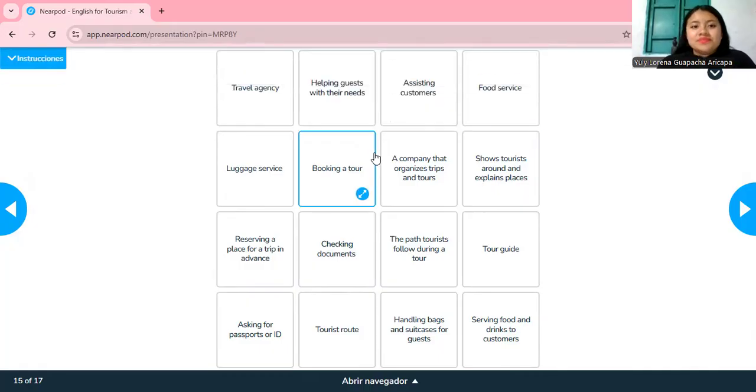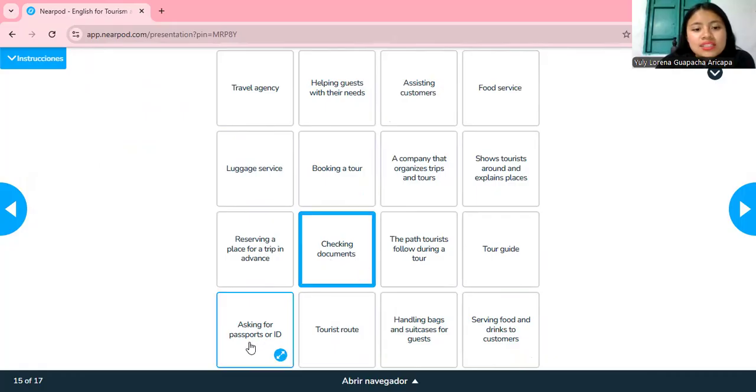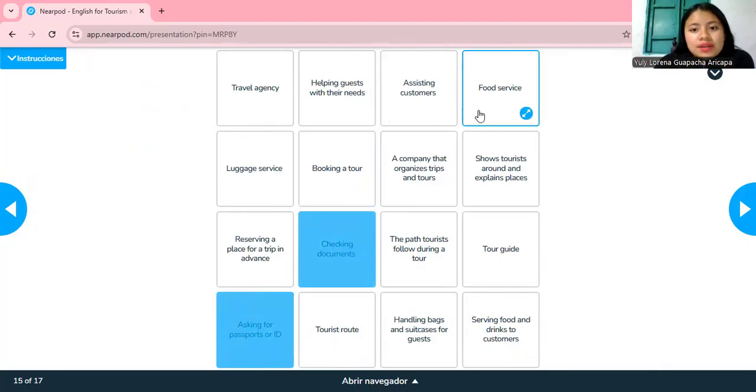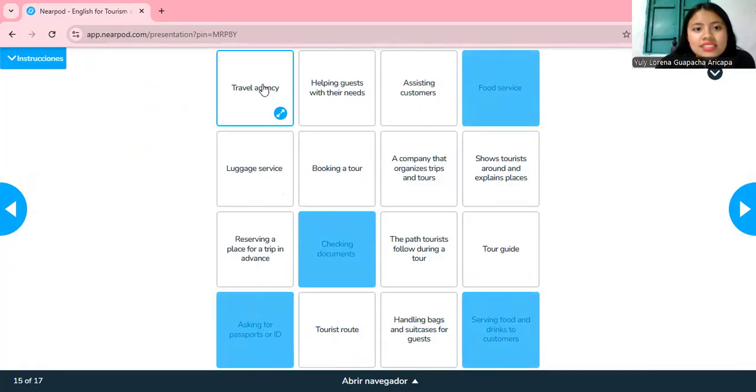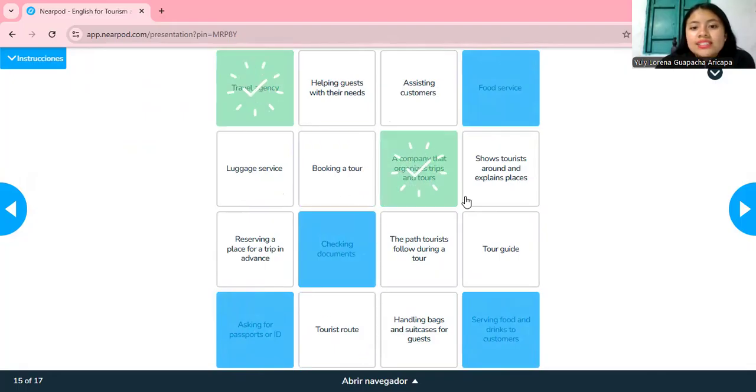For example, travel agency, food service, booking a tour, checking documents, tourist route, tour guide. Read the options and select. For example, checking documents is asking for passport or ID. Food service is serving food and drinks to customers. Travel agency is a company that organizes trips and tours.